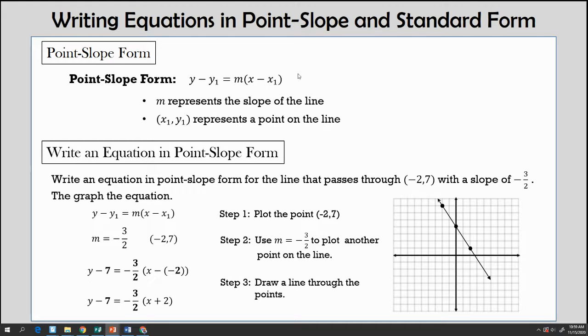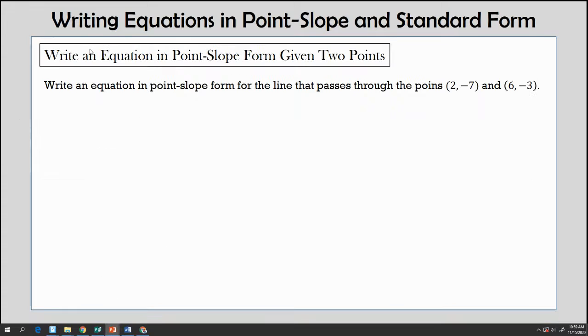You just got to plug it in. Now it's important you write this down so you have it. Okay. All right, let's look at some other things here. Write the equation in point slope form given 2 points. So we're going to write our equation in point slope form, and it's going to go through these 2 points.